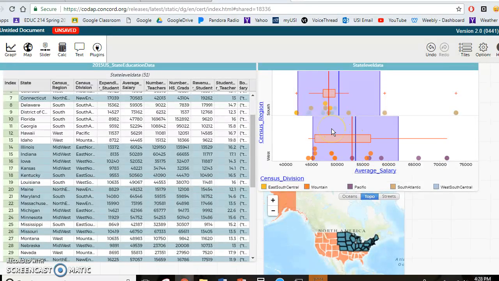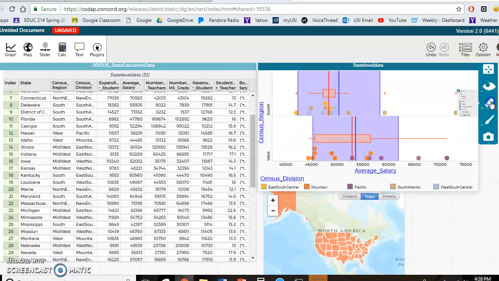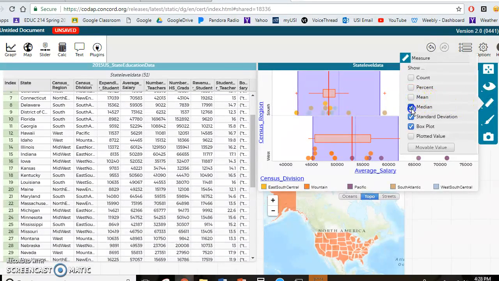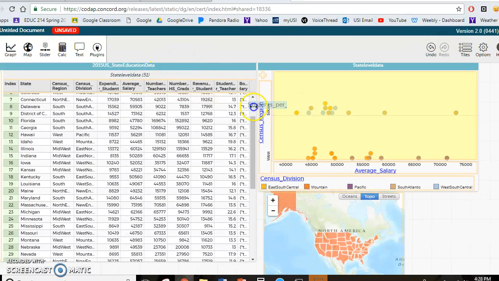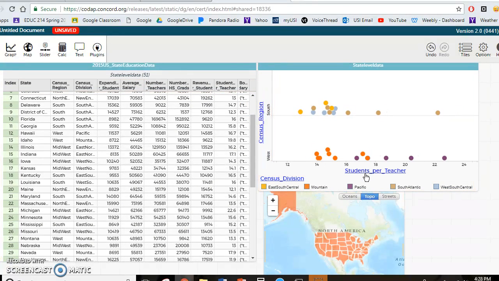So now, of course, we can't let money be our sole drive for choosing a job. You can make all kinds of money and be miserable. So let's take a look at students per teacher. This is going to be an important factor.